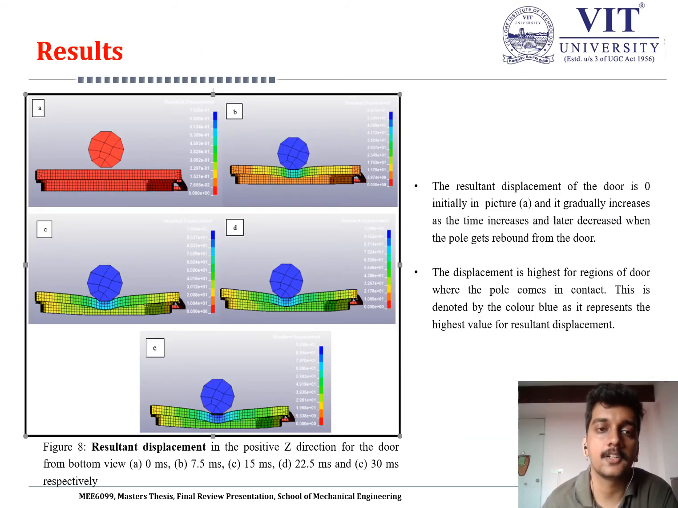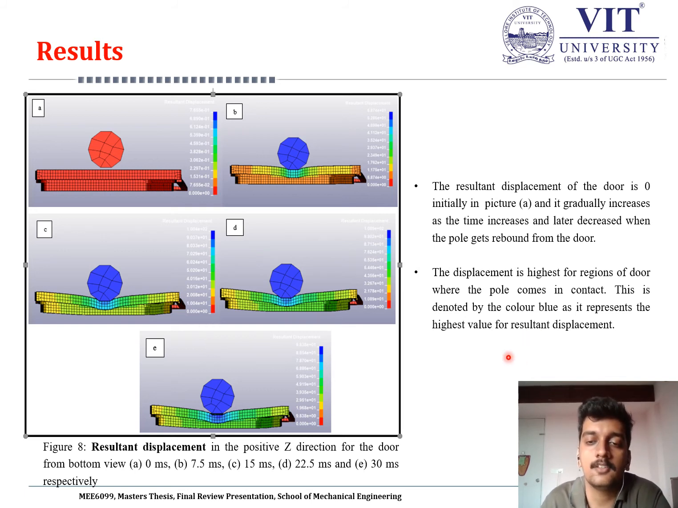Coming to the result section, this is the fringe plot of resultant displacement in the positive z direction for the door, and this is the bottom view. Each of the diagrams represents the motion of the pole towards the door at each millisecond. For example, A is representing 0 milliseconds, and then 7.5 milliseconds, then 15 milliseconds, 22 milliseconds, and then finally the 30 millisecond mark.